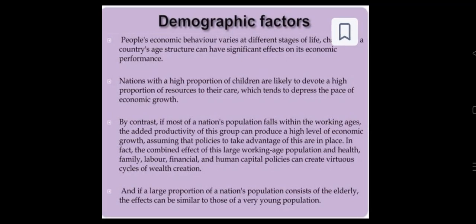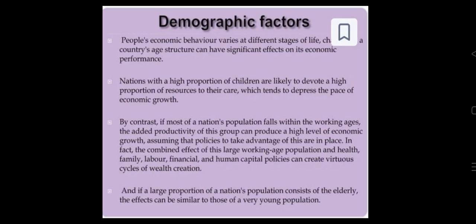Those countries which have more young children or infants spend a lot of money to care for them and nourish them, and that hampers economic growth. By contrast, if most of a nation's population falls within the working ages, the added productivity of this group can produce a high level of economic growth, assuming that policies to take advantage of this are in place.